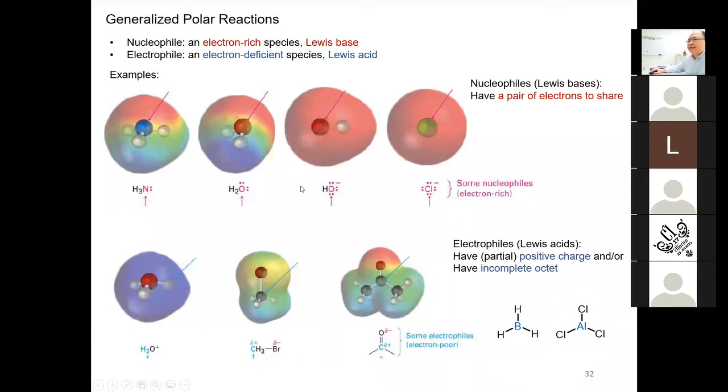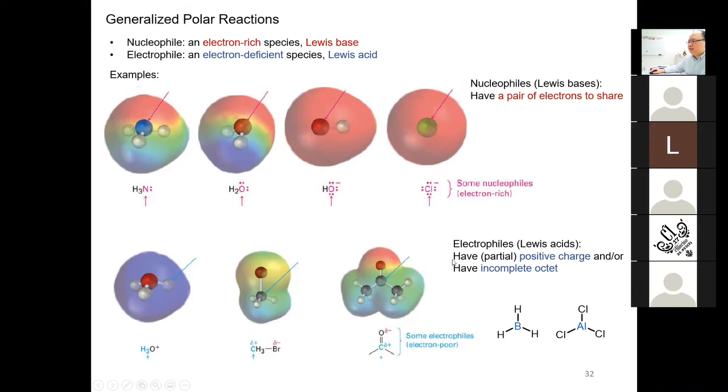The hydroxide, water has 2 lone pairs on the oxygen, and ammonia has a very strong lone pair that can donate it, all right? And the opposite is electrophile. So an electrophile is an electron deficient species. It's ready to accept electrons. So electrophiles are Lewis acids.